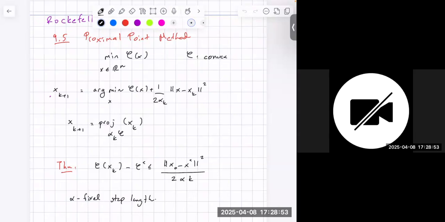This is the situation where you have no structure, no differentiability. You only have a convex function, and you want to optimize it over the entire R^n. What would you do? Well, what you do is this.